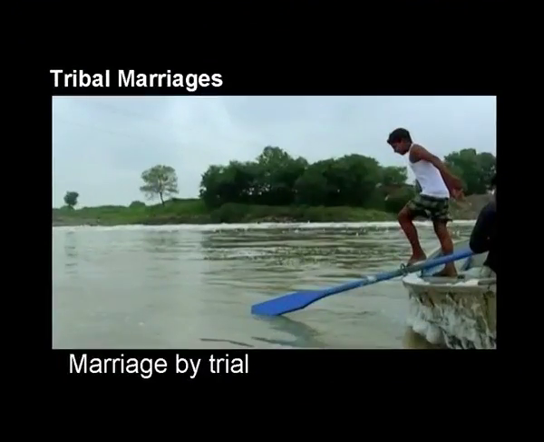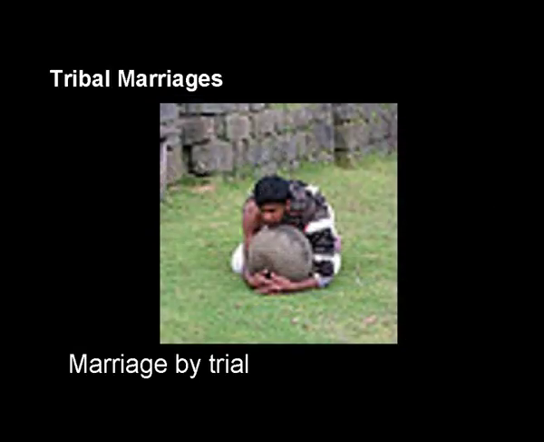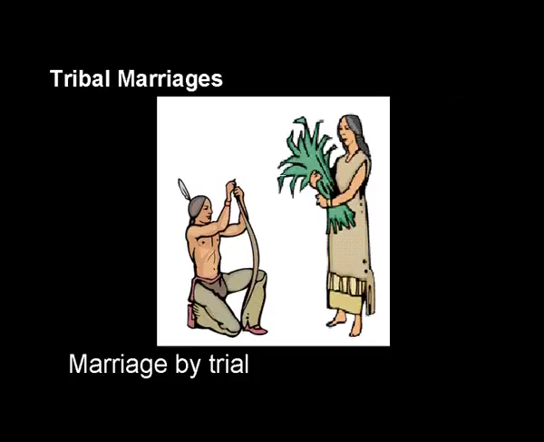Another interesting type of marriage is marriage by trial. There is a peculiar custom among the tribals which explains that when the tribal people have certain functions, then the boys are asked to perform some games of valor and they have to prove their courage. At that point only, the girls accept to marry the boy who has won the game. This is called marriage by trial.